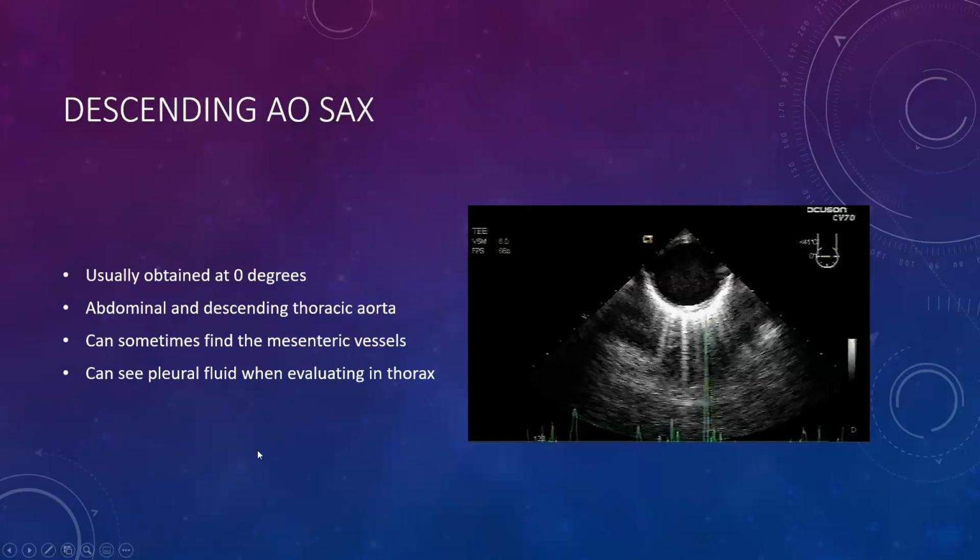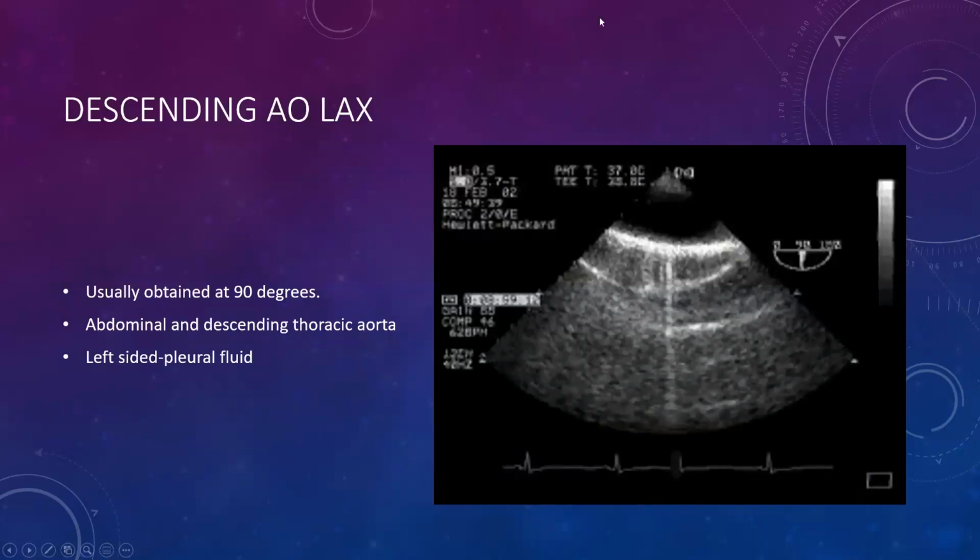And then the descending aorta short axis, you're in the stomach, you turn, find the aorta, it's at 0 degrees, and you can trace the descending aorta from the stomach all the way up into the chest until you get to the arch. Sometimes you can see mesenteric vessels. You can also often see pleural fluid when you're looking in the thorax. So this is actually a view that I think could be high yield for you while performing a resuscitative TEE. Generally, what I do is I start in the stomach, I get this view, and I trace the aorta all the way up. If you did an orthogonal view at 90 degrees, you would see the descending aorta in long axis.